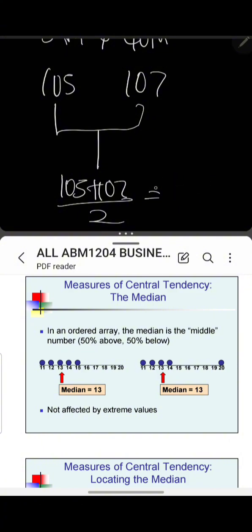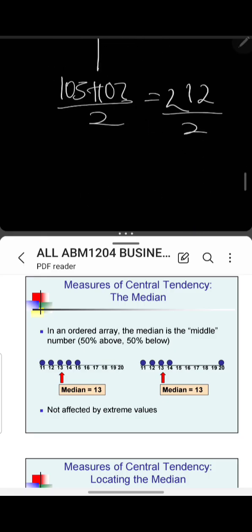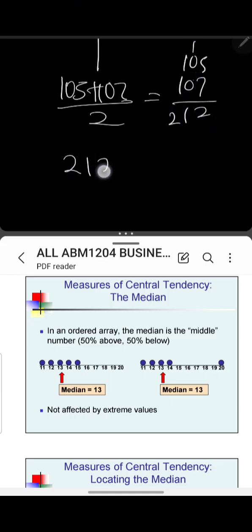If you do it step by step, 105 plus 107 is 212. 212 divided by 2 is 106.